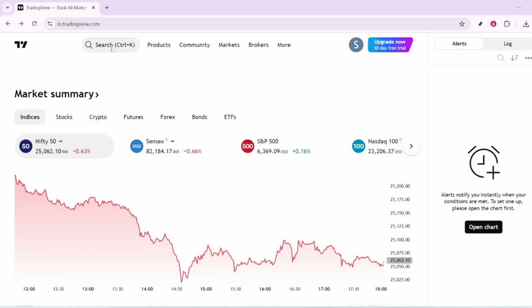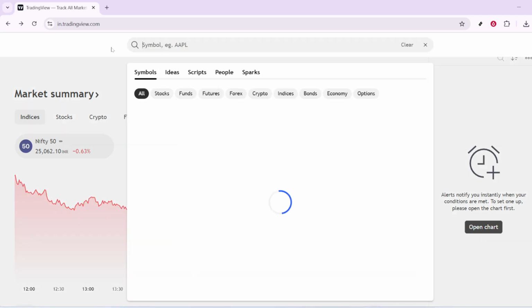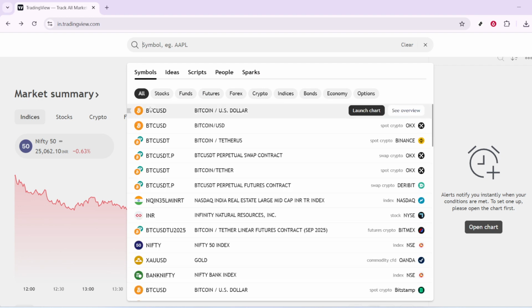Once you're on TradingView, the next step is to tap on any chart. TradingView offers a range of charts, but for this demonstration, any chart will suffice. These charts are vital as they visually represent the price movements of markets over time, helping you predict future trends.